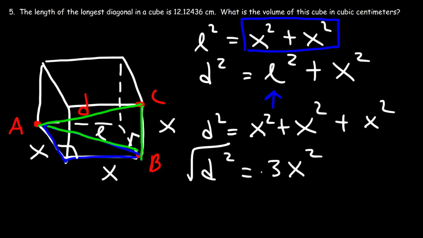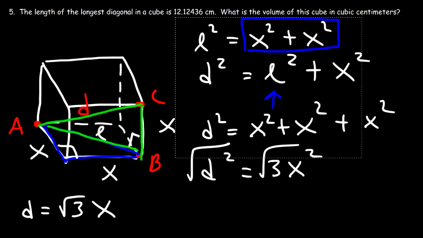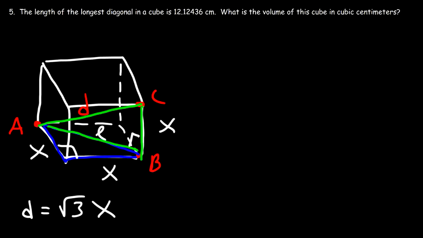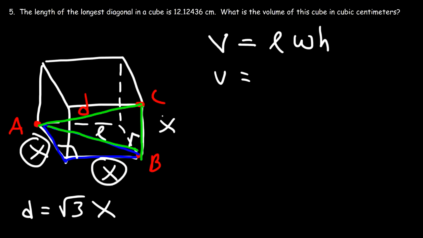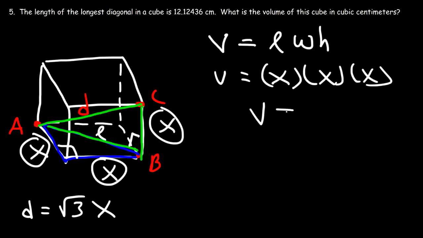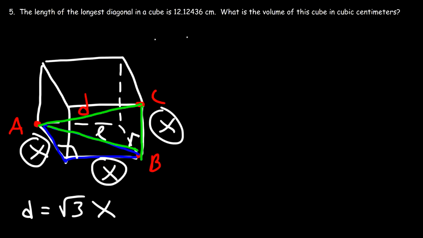Now if we take the square root of both sides, the length of the diagonal of a cube is the square root of 3 times the side length. And so that's the formula that we need in this example. Now, we mentioned that the volume of a rectangular prism is the length times the width times the height. In this case, for the cube, the length and the width and the height, they're all x. So x times x times x. So the volume of a cube is x cubed. So let's write that equation here, and we're going to use it later. So first, we need to calculate x using this formula.